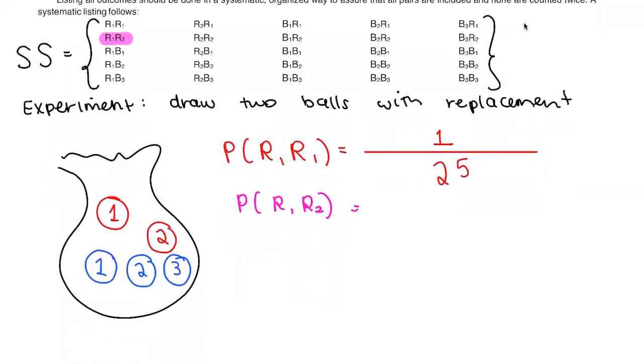We can get R1, R2 in that order, 1 out of 25 ways. What if I just wanted to get the probability of 2 reds?